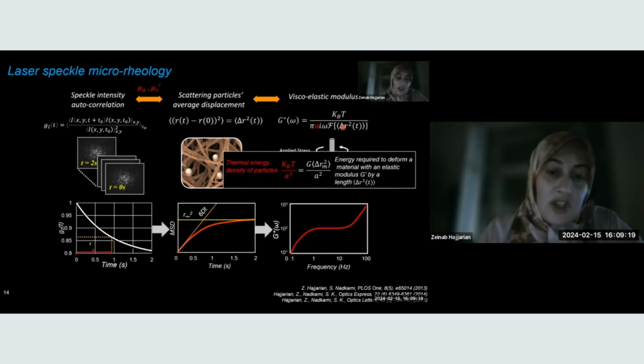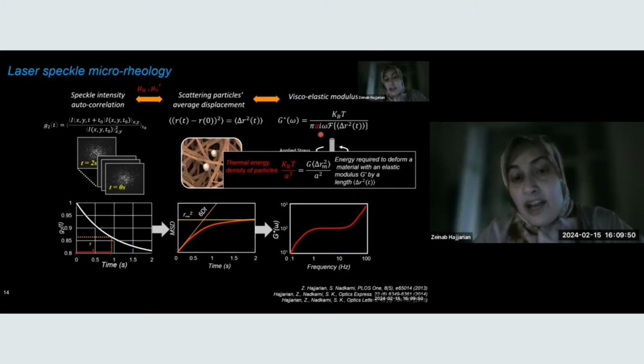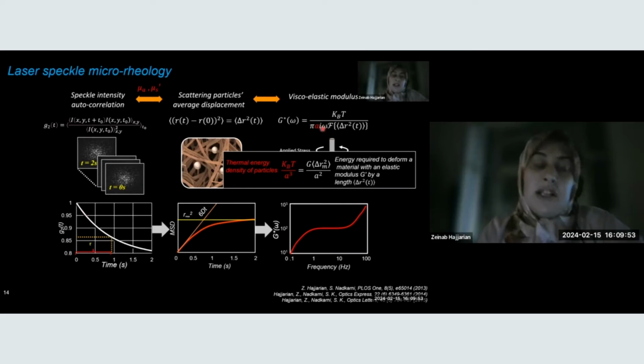The idea behind this equation is that the thermal energy of these particles has to be equal to the energy that is required to deform the matrix, of a certain stiffness, by a certain amount. So in this way, we can relate the thermal energy, which is quantified by the Boltzmann constant times the ambient temperature of that tissue, the size of the scattering particles, the viscoelastic modulus, and the mean square displacement. And as you can see, the size of scattering particles also becomes important here. So we need some sort of an estimate of the size of scattering particles.